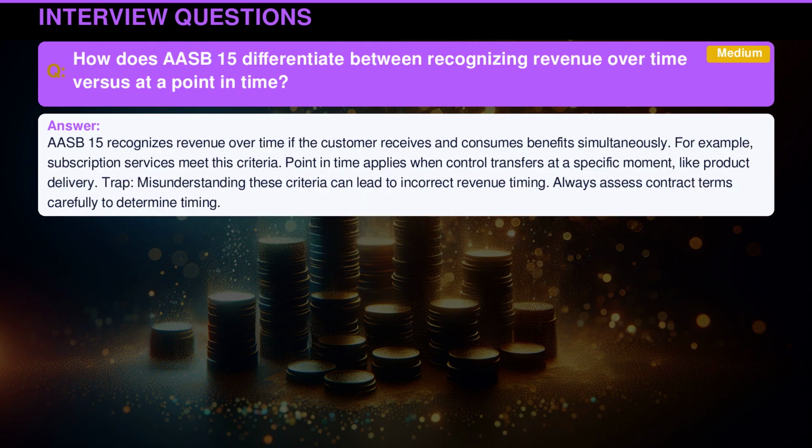AASB 15 recognizes revenue over time if the customer receives and consumes benefits simultaneously. For example, subscription services meet this criteria. Point in time applies when control transfers at a specific moment, like product delivery. Trap: misunderstanding these criteria can lead to incorrect revenue timing. Always assess contract terms carefully to determine timing.